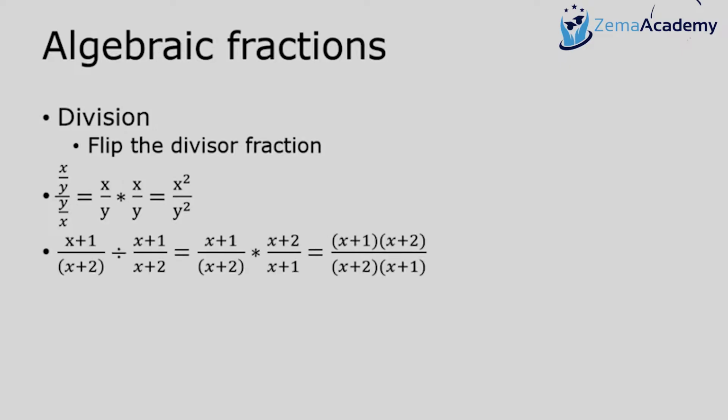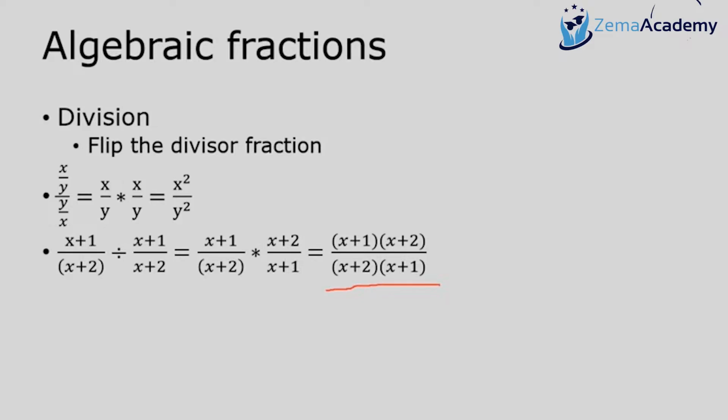Slightly more complicated one. x plus 1 over x plus 2 divided by x plus 1 over x plus 2. That second fraction, I'm going to flip it, and we're going to change the divide to a multiply. So this becomes x plus 1 over x plus 2 multiplied by x plus 2 over x plus 1. And that gives us this final result here. x plus 1, x plus 2 over x plus 2, x plus 1.